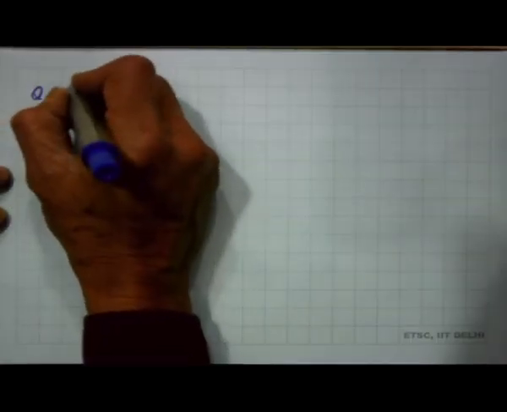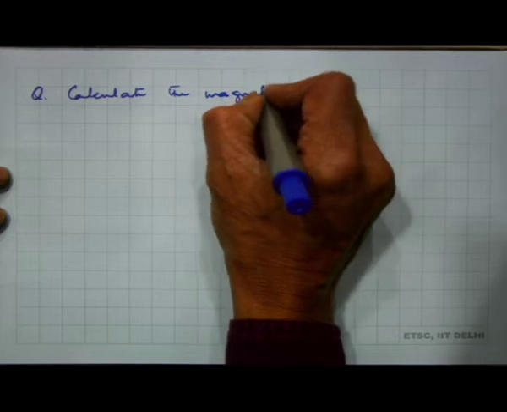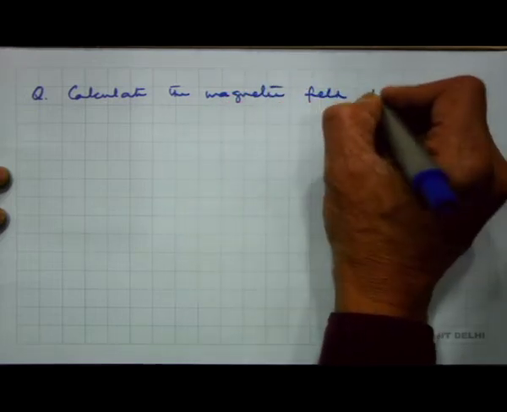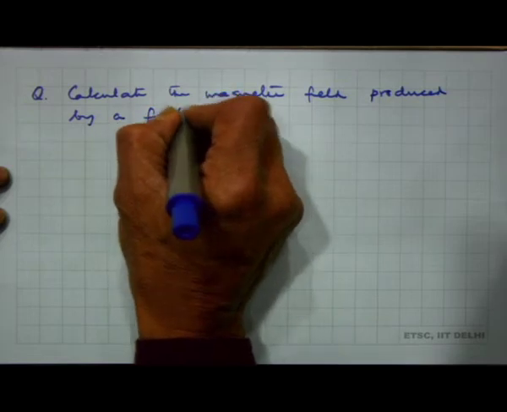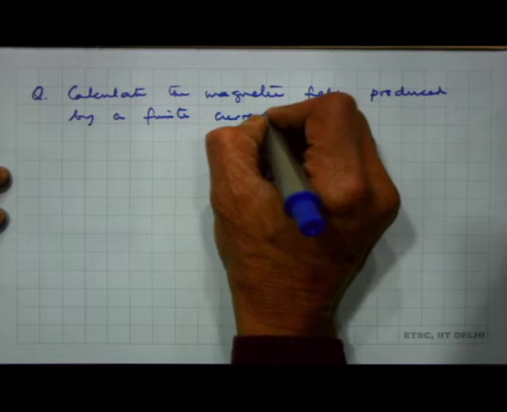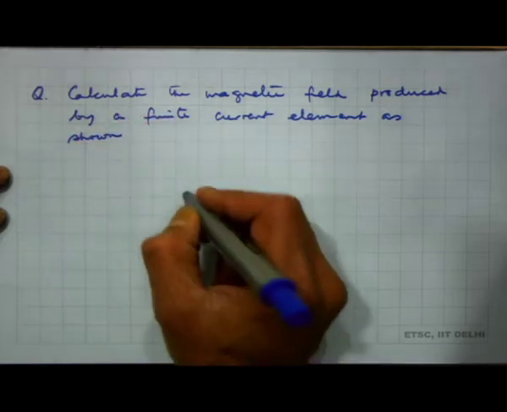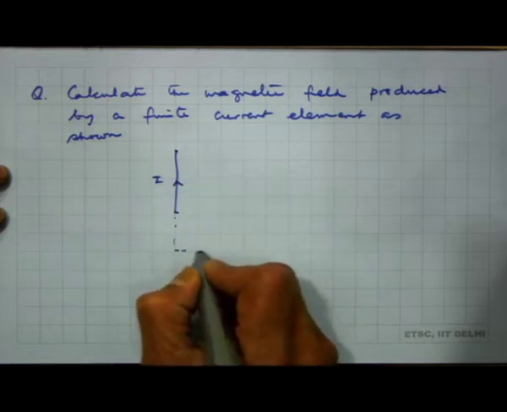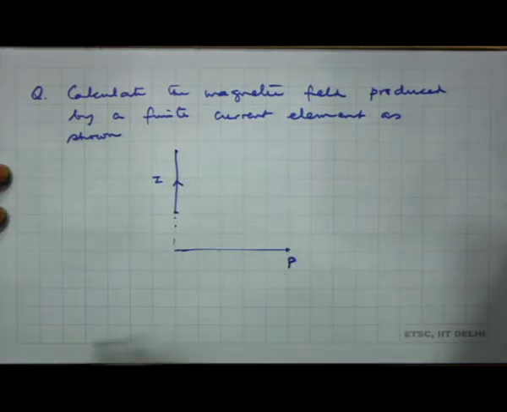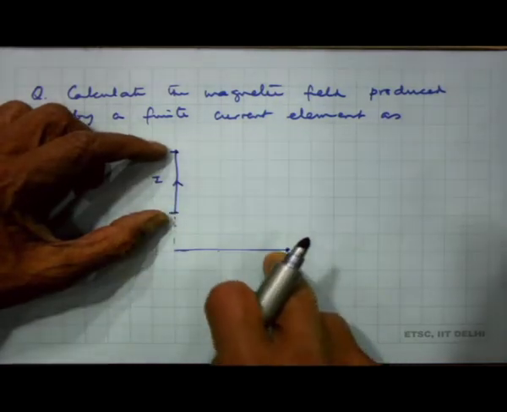So, calculate the magnetic field produced by a finite current element as shown. So, I have an element of current. This current is I here, and I want to calculate the magnetic field at some point P here due to this current element. So, the problem is I have now a certain current element, and I want to calculate what is the magnetic field produced by this current element at this point.